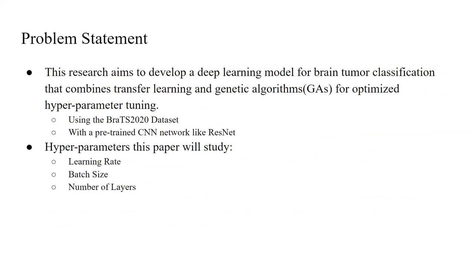Again, the goal is to use genetic algorithms on a deep learning model. I'll be doing this on the BRATS 2020 dataset with a pre-trained CNN like ResNet. The hyperparameters that I'll be trying to optimize are the learning rate, batch size, and the number of layers.